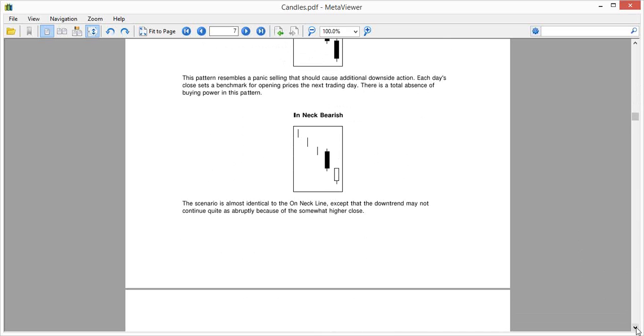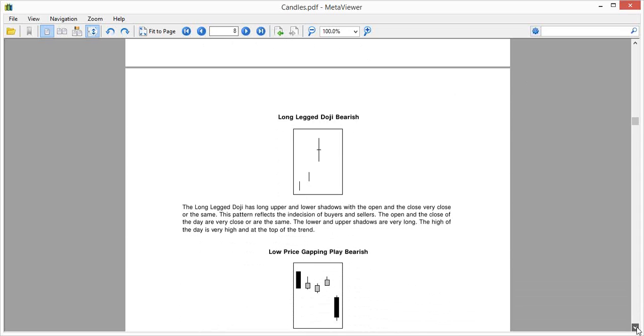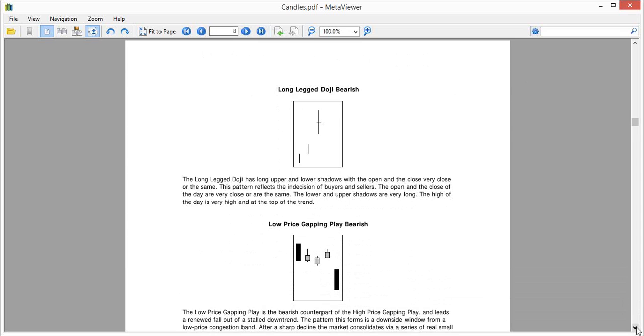In neck bearish. This scenario is almost identical to the on neck line, except that the downtrend may not continue quite as abruptly because there's a somewhat higher close. So we're close to the neck, we were just above it. Whereas in the one before, the neckline never closed back above, this closed just slightly above, so we need more confirmation for the downtrend to continue.